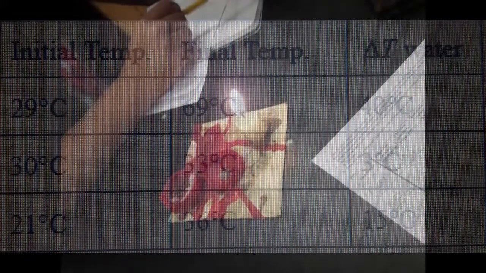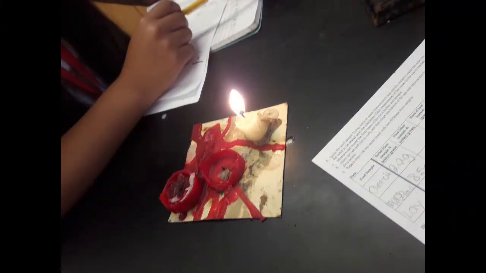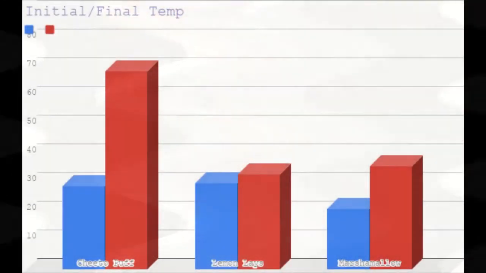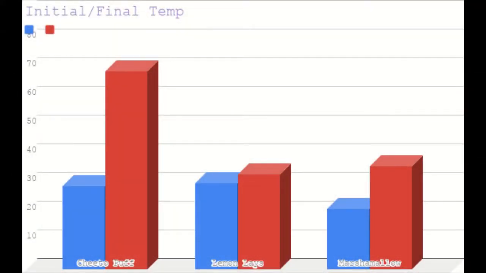Once you ignite the food sample, place it under the base. Use this flame to heat the bottom of the can until the entirety of the food has been burned. Record the final temperature of the water and the final mass of the burned food sample, and finally repeat this process with the other two samples.